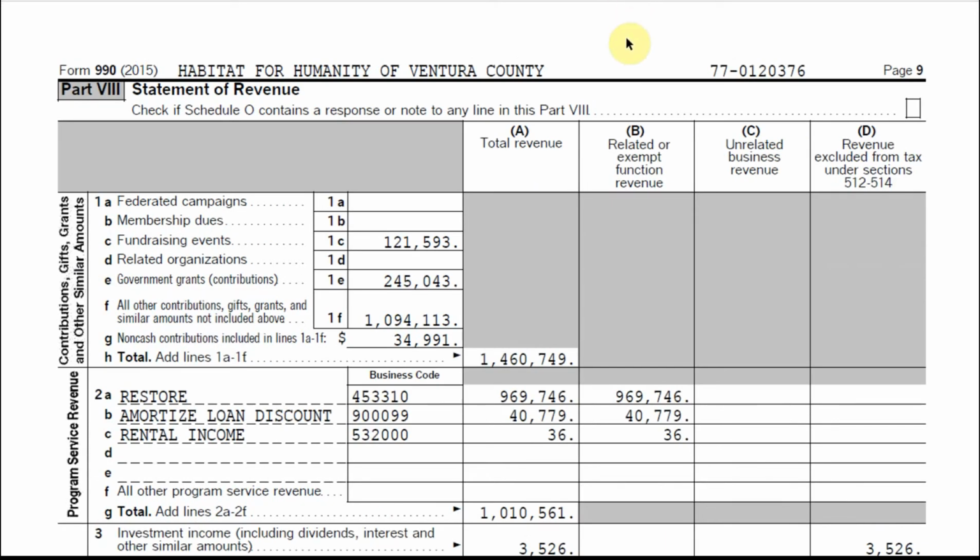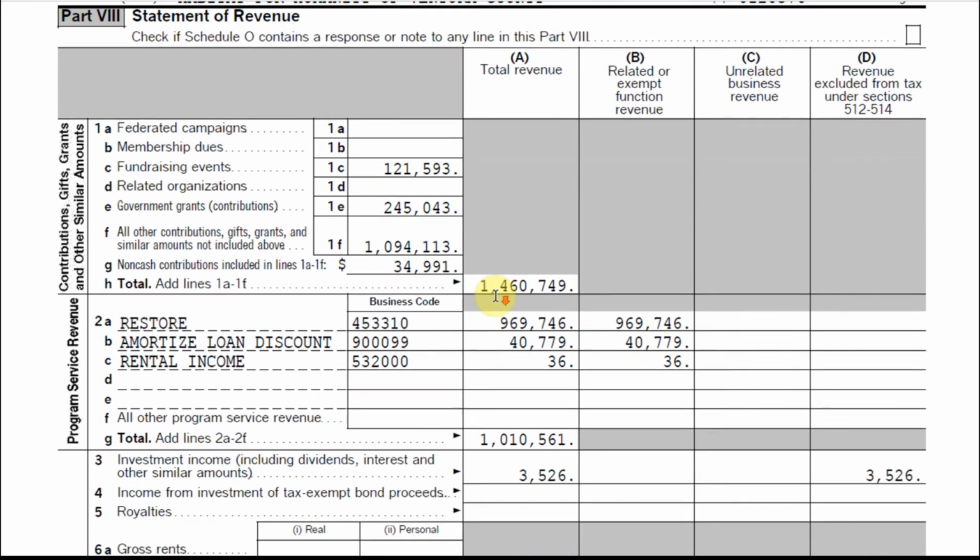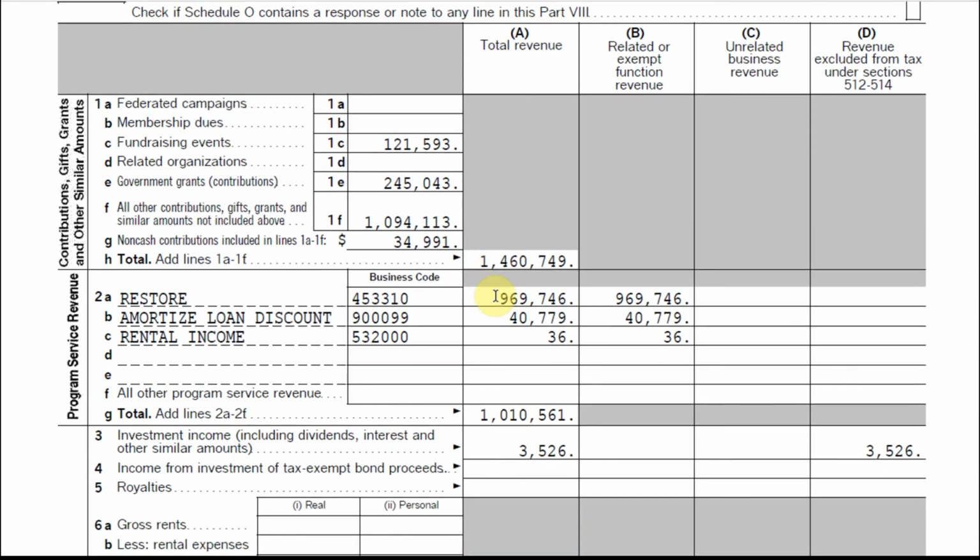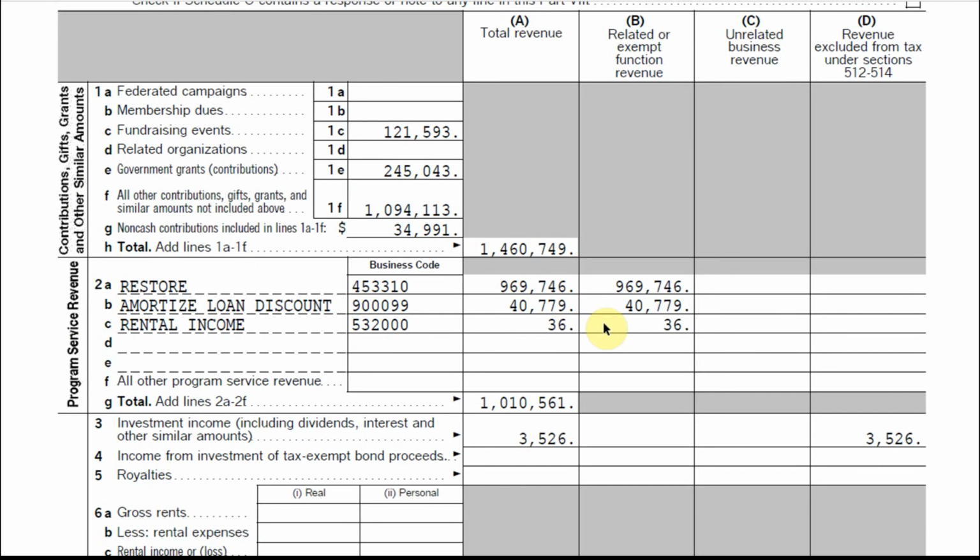Part 8 on page 9 is the statement of revenue, and this is about kind of helpful categorizations. It shows you a bit about how the organization shows their revenue streams. For this organization, they have government grants that were interesting. They also have additional services revenue in addition to their grants, and all this becomes totaled, but it again gives you a sense of comparison as to what they consider to be important.